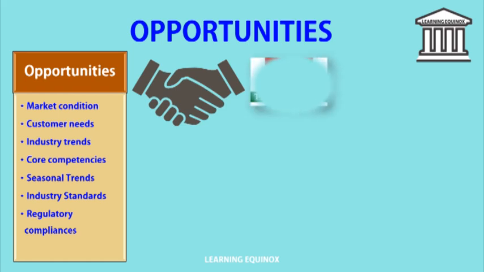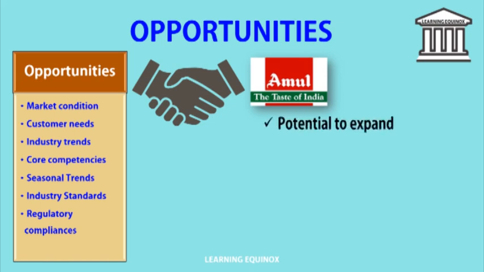Let us talk about Amul as the example. The first opportunity is that it has a potential to expand to small towns and other geographies. Amul has a huge opportunity to grow the brand in small towns and other geographies. If it works more on its supply chain and distribution network, it can even have a better reach in every single corner of the country.